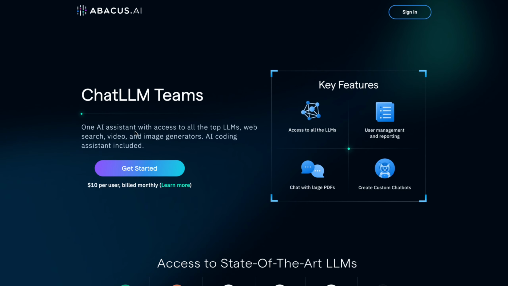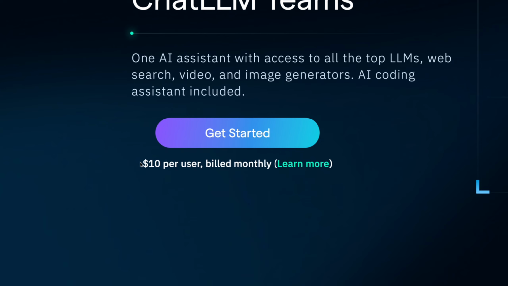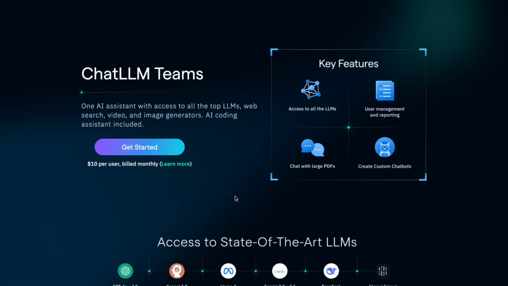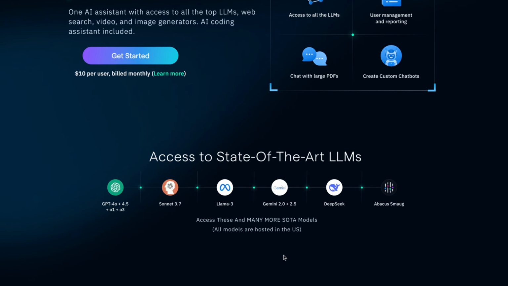And this one AI assistant gives you access to all the language models. It can help you with web search, video generation, image generation, AI coding, and even more. So this is a great tool. It can help you with literally everything you can imagine on your YouTube journey. And as you can see, it's only $10 per user and it's billed monthly. So this is really a no-brainer in my opinion.